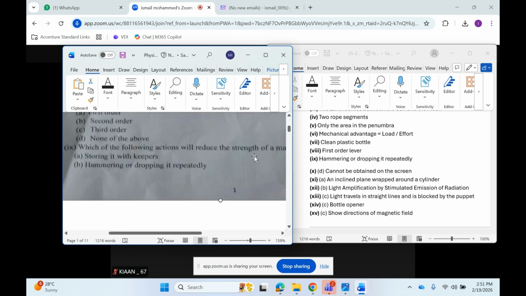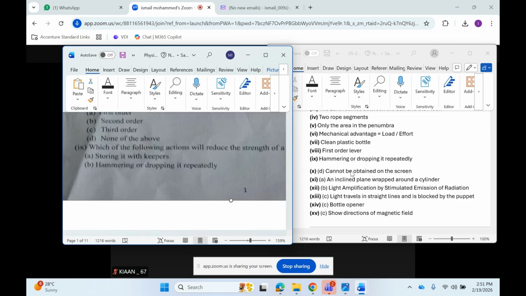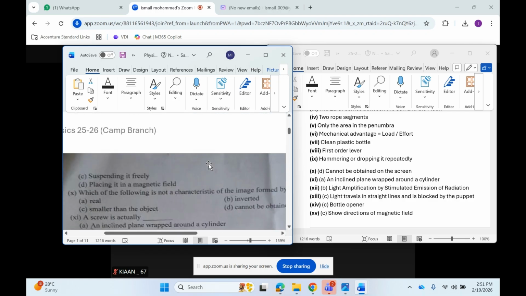Which of the following actions will reduce the strength of the magnet? Hammering or dropping it repeatedly. Next one.